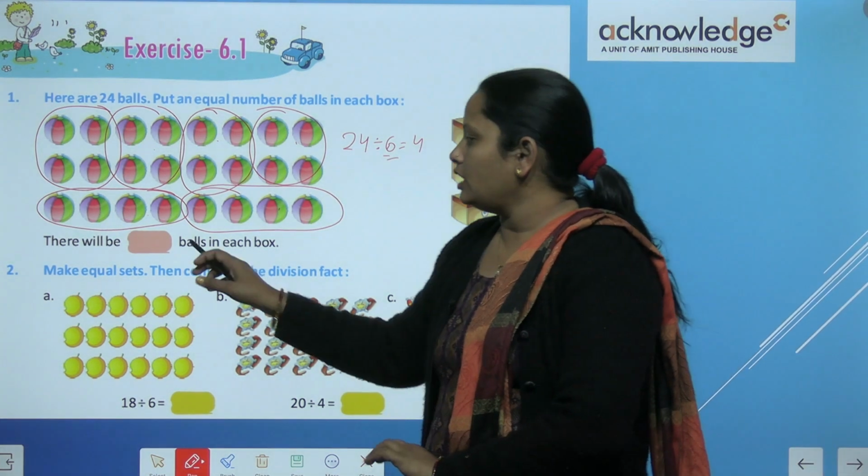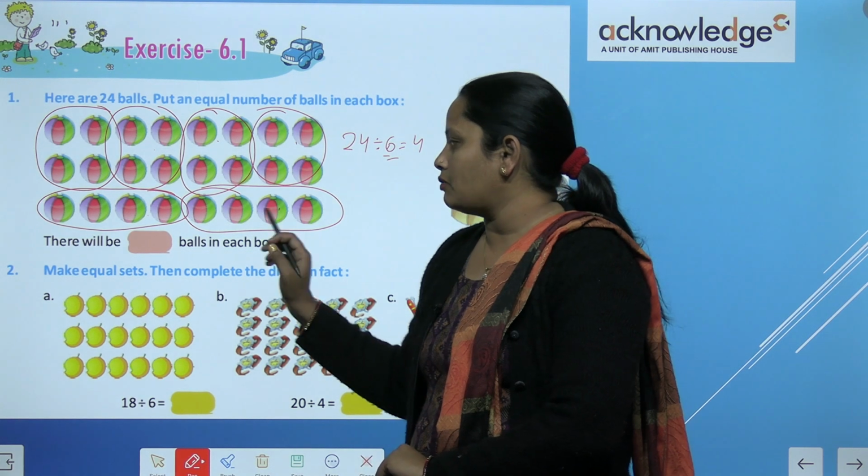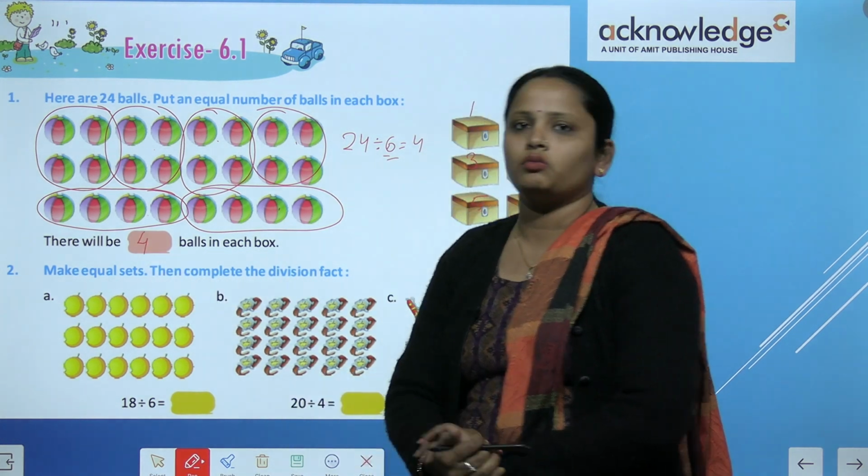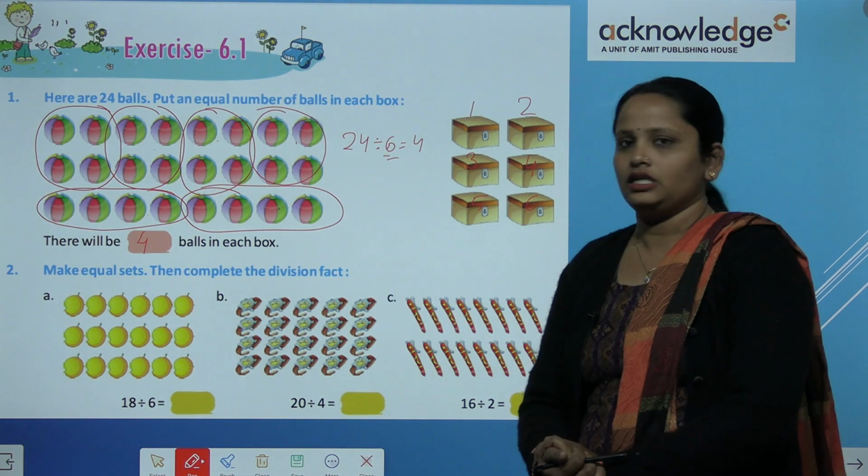So here there will be dash ball in each box. एक box में कितने ball होंगे? 4 balls. So 4 will be written here.